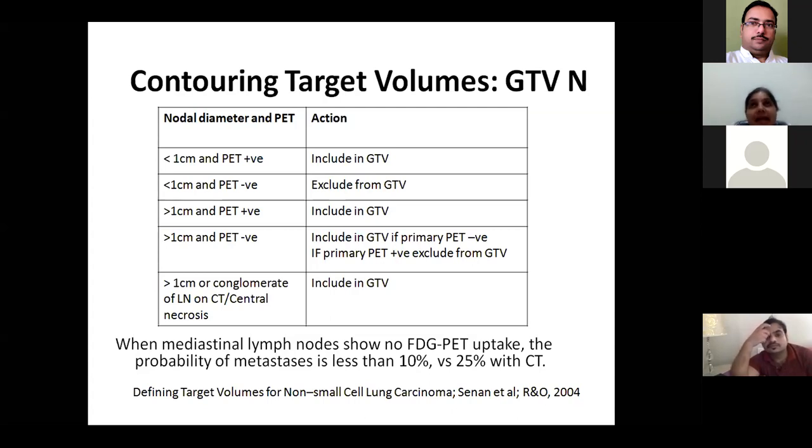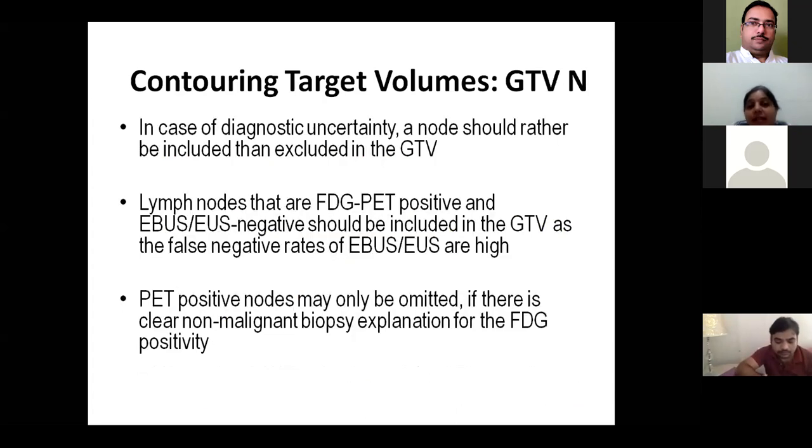If it is a PET negative and a greater than 1 centimeter lymph node, that is, there is ambiguity between the CT scan and the PET scan, it is better to include that nodal region. Because whenever there is a diagnostic uncertainty, it is better to include that node in the GTV. And what this says, if a node is PET positive, and despite the EBUS being negative, provided you have done an EBUS, it has to be included because the false negative rates of EBUS and US are very high.